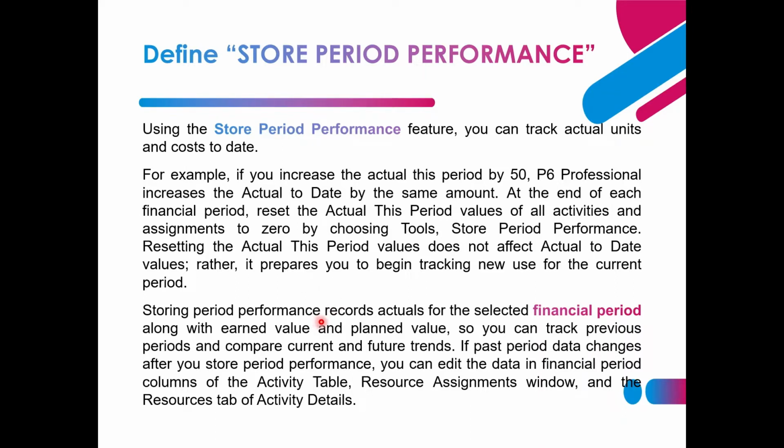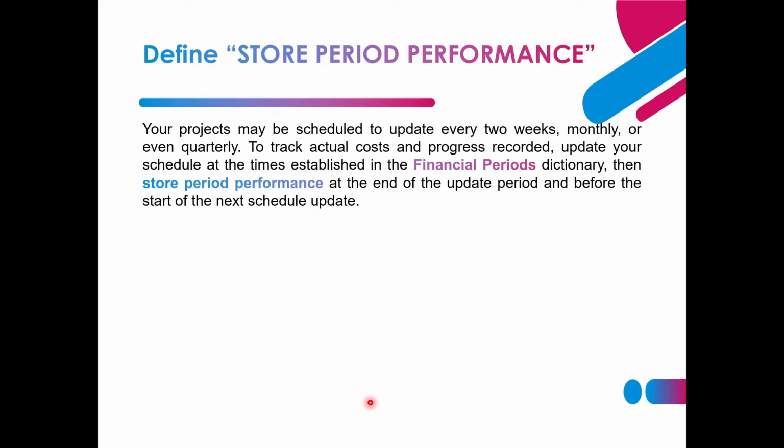Storing period performance records actuals for the selected financial period along with the earned value and the planned value. So you can track previous periods and compare current and future trends. If past period data changes after you store period performances, you can edit the data in the financial period column of the activity table, resource assignments window, and the resources tab of the activity details.